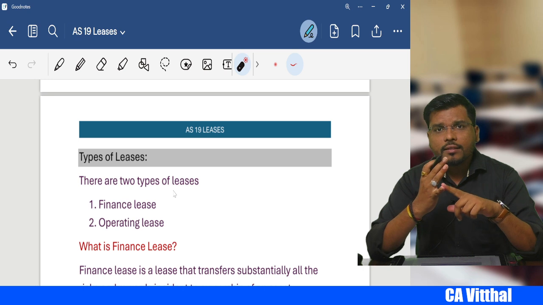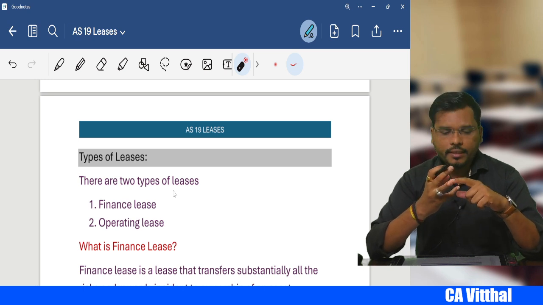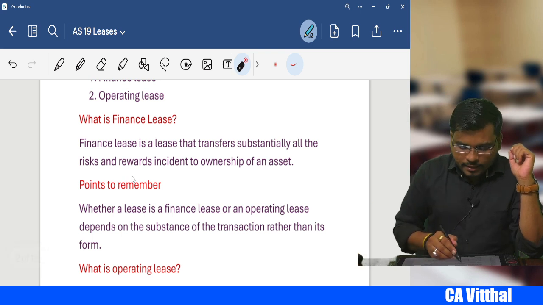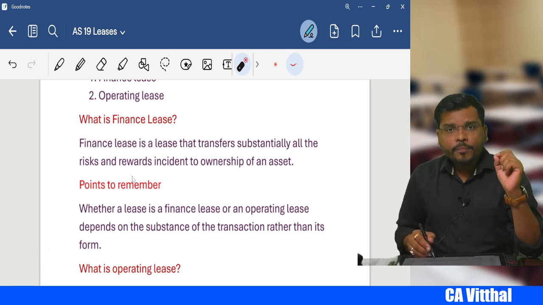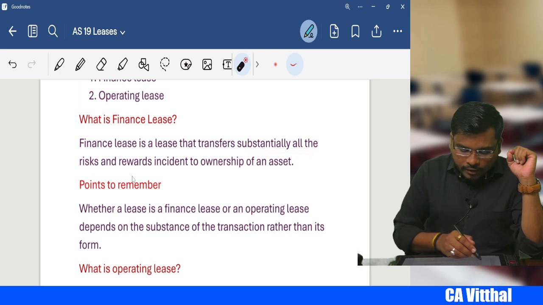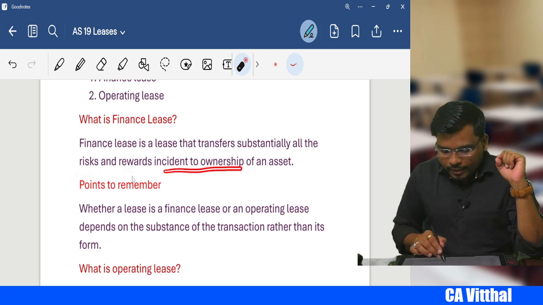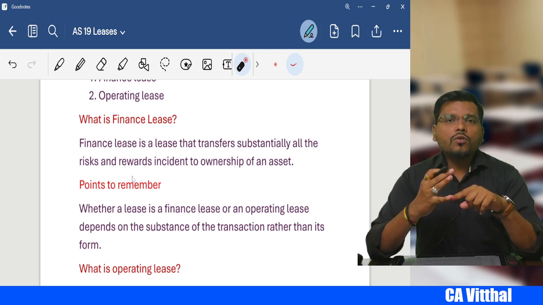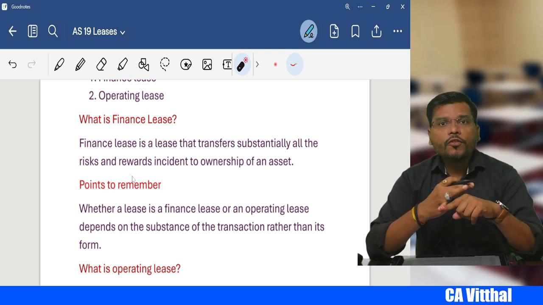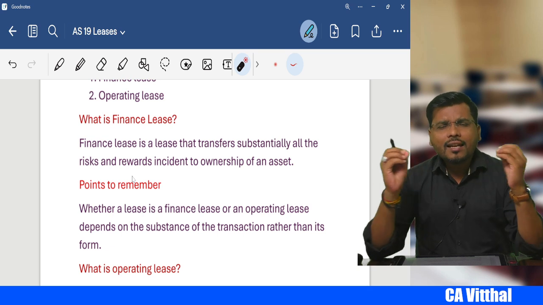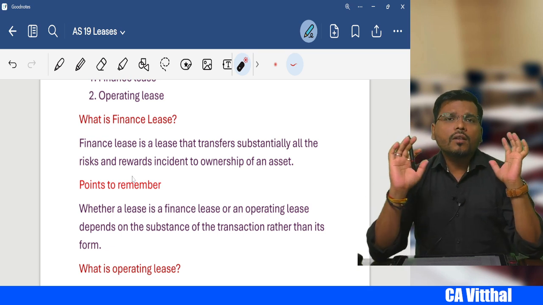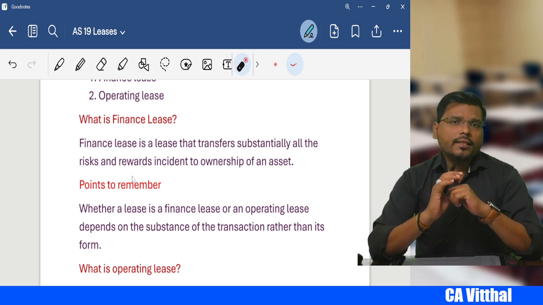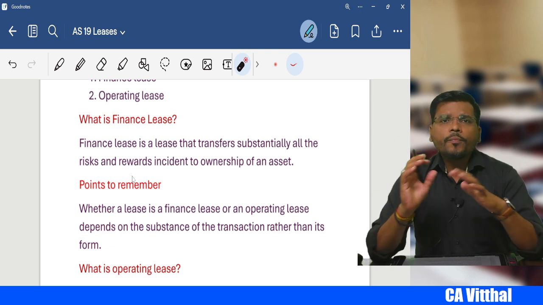Next, my dear students, there are two types of leases. One is finance lease and the next one is operating lease. So first, sir, what is a finance lease? A finance lease is a lease that transfers substantially all the risk and reward incidental to ownership of the asset. If the lease is going to transfer substantially all the risk and reward incidental to the ownership of the asset, we call that lease a finance lease. Other than that, we call it an operating lease.